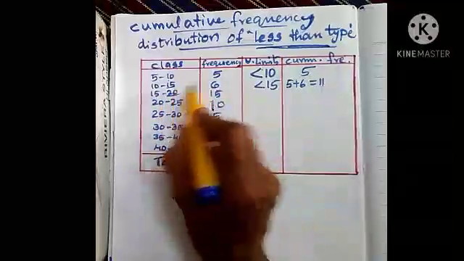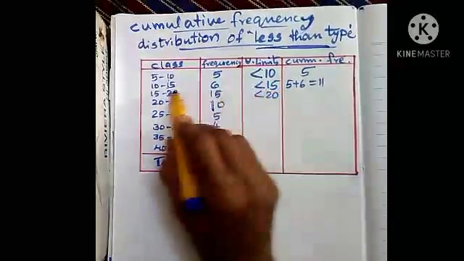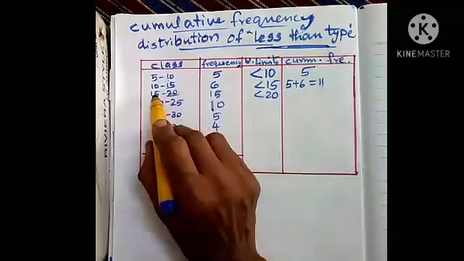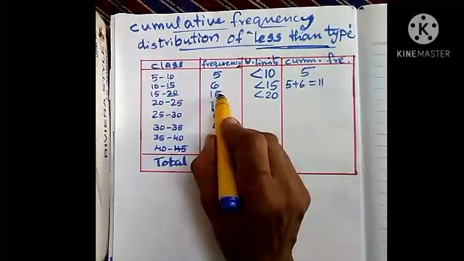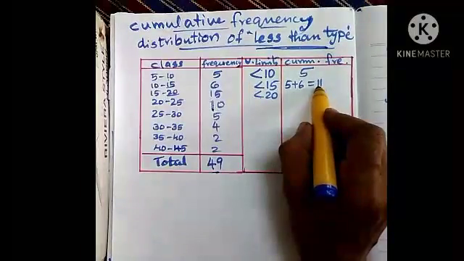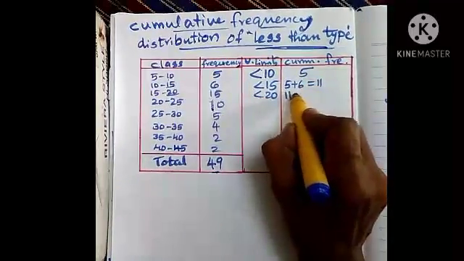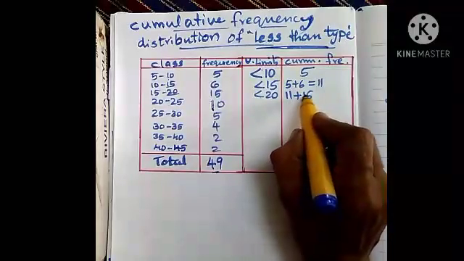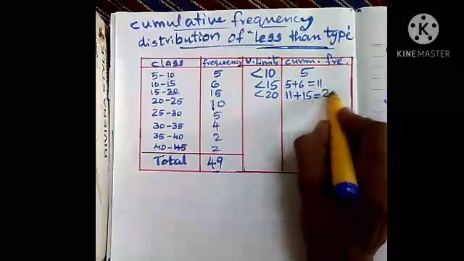Now the next column, less than 20. Upper limit we need to select. Less than 20. So we know that between 15 and 20, 15 students are there. But less than 15, you know, 11 students are there. So we can add this number 11 plus 15. So 11 plus 15 means 26.